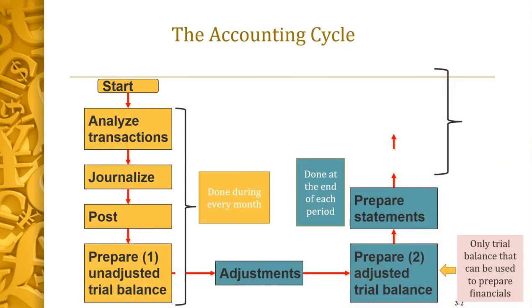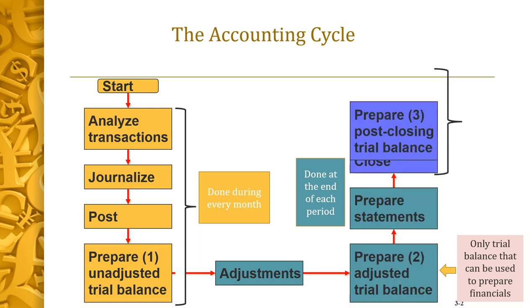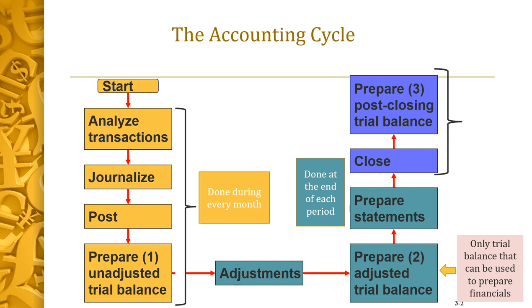Now, what we've talked about again so far is during the month, we analyze financial transactions, we journalize, we post, and then we prepare an unadjusted trial balance. We then do adjusting entries. We prepare an adjusted trial balance, which is the only one that can be used to prepare financials. We prepare the financials, and then we do our closing, and then we prepare a post-closing trial balance. Again, this is done after everything else is done. It's the last thing, and we only do this once, and it's the end of each year or fiscal year.